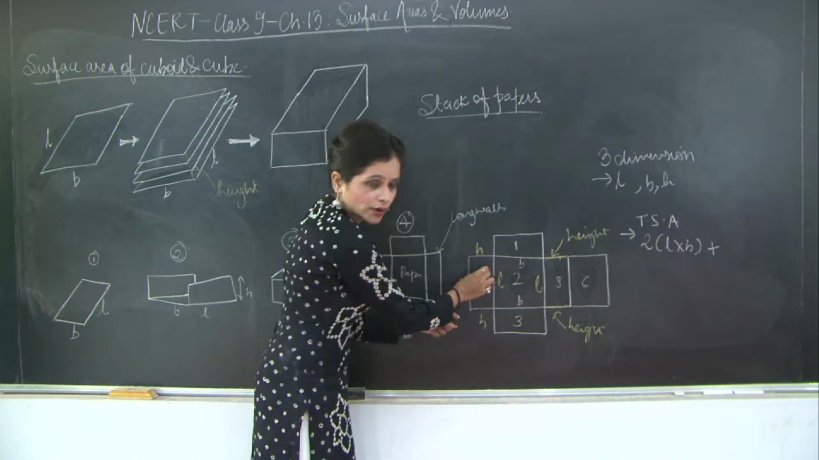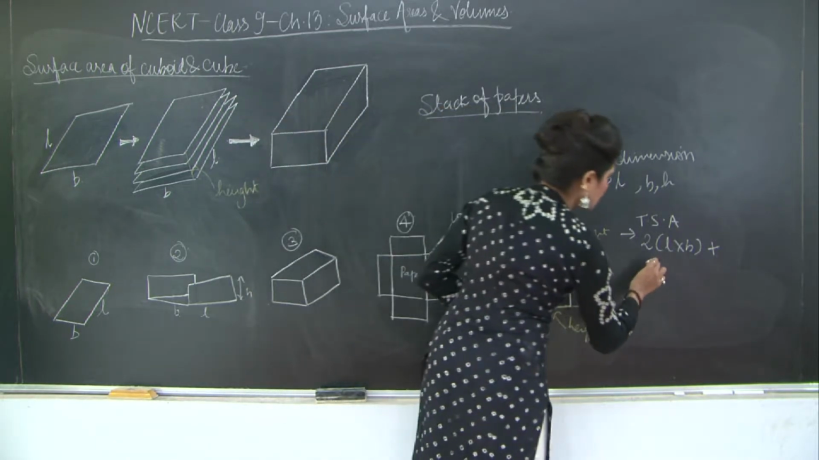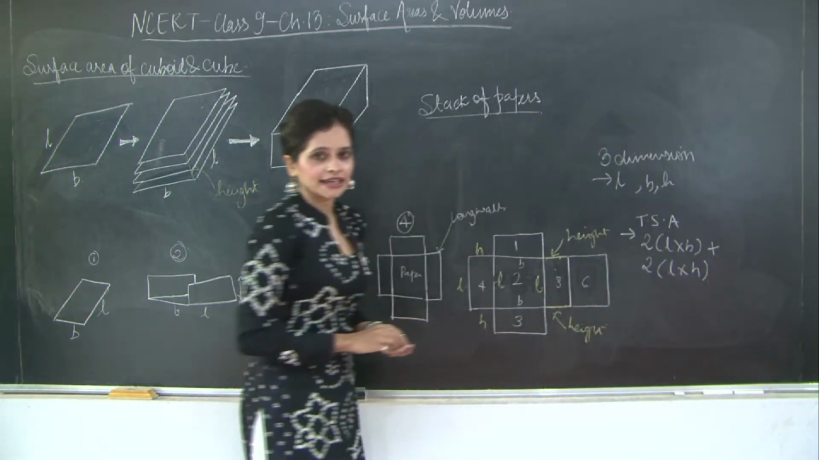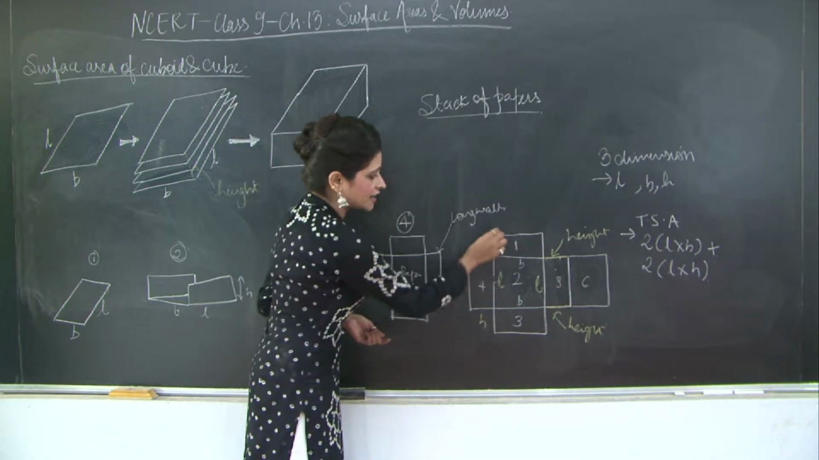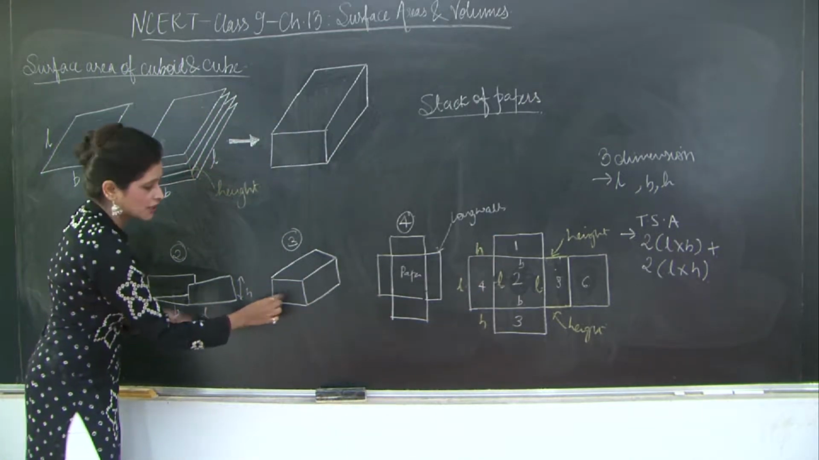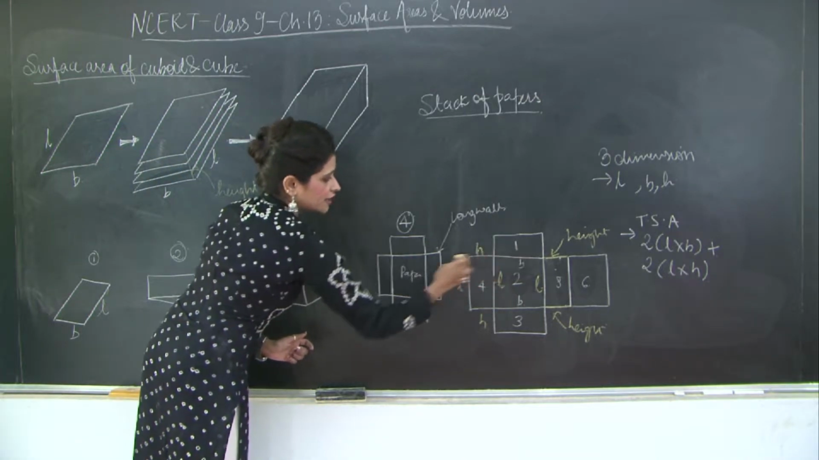Because length into height for this and length into height for this. So this is going to be twice length into height. And finally, this is the height and this is also the height, right? See, this is the height, this is also the height. When you open it up, it's going to look something like this, right? So each of these are equal.